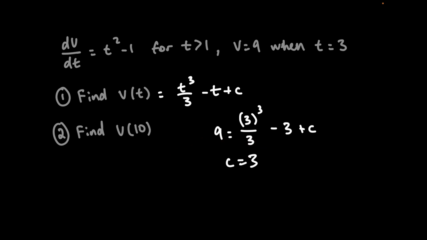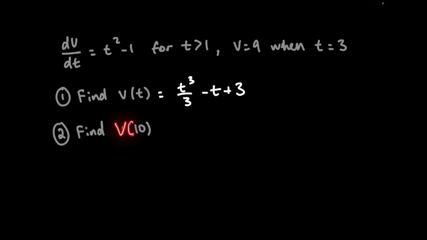Okay, so c is equal to 3. So that means we can replace this c over here with a 3. And that is our equation of the volume with respect to time. Now we need to work out what is the volume when the time is equal to 10. So all we're going to do is substitute 10 into our equation.